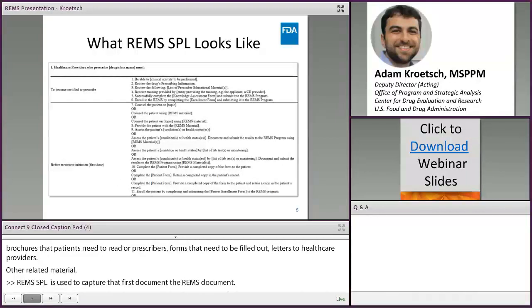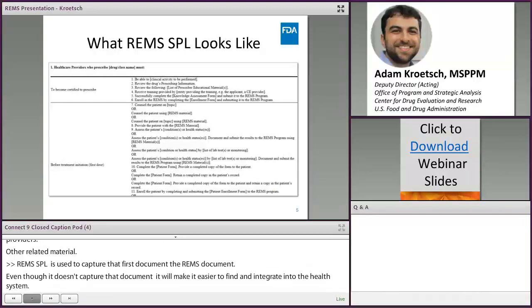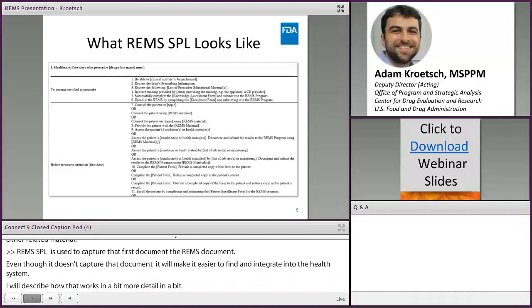So if you actually open up an SPL file in your web browser, this is what you might see. And what you're looking at here is part of the SPL called the REMS summary that provides succinct, readable, standardized information about what REMS with elements to assure safe use, or ETASU, require of participants. So this is what you would see if you opened up your browser.